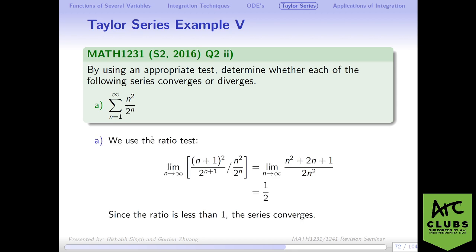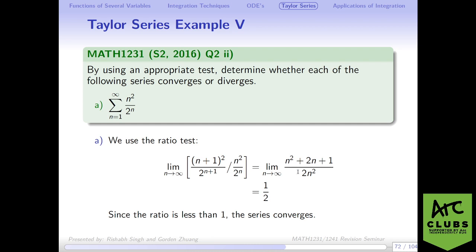So we use the ratio test. We take the limit as n goes to infinity of a_(n+1), which is (n plus 1) squared over 2 to the n plus 1, over a_n. And then we can simplify it. The 2 to the n cancels out, we're left with 2 to the 2 on the bottom, and so we're left with (n plus 1) squared over n squared. So we get this limit.